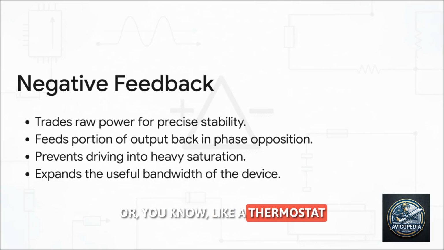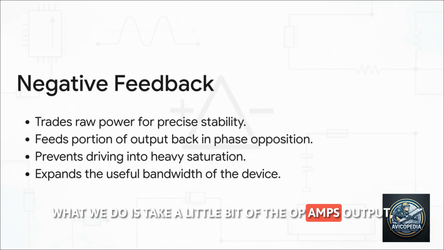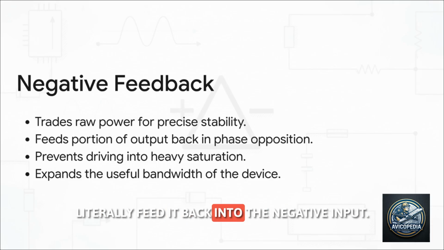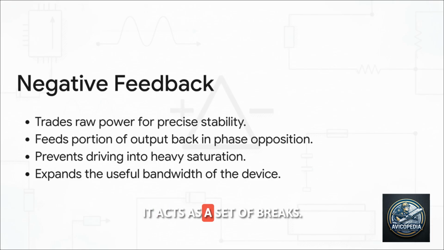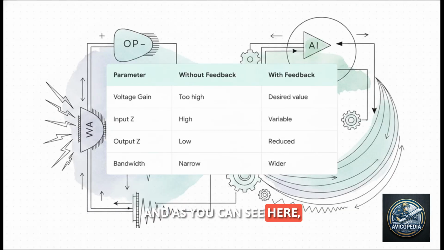Or, like a thermostat constantly checking a room's temperature to keep it exactly at 70 degrees. What we do is take a little bit of the op-amp's output and literally feed it back into the negative input. It acts as a set of brakes. It perfectly prevents the chip from driving into that heavy saturation zone. And as you can see here, this vital trade-off gives us total control.